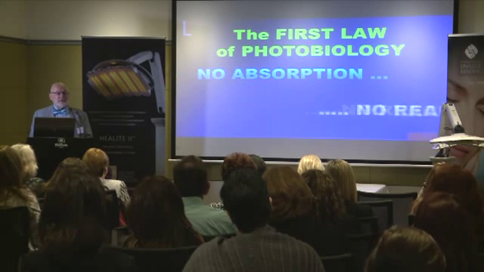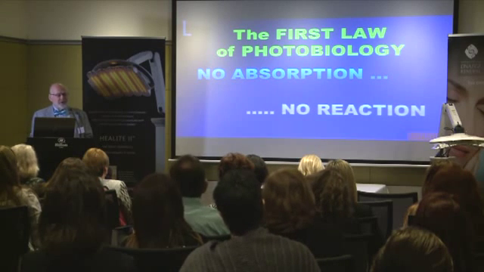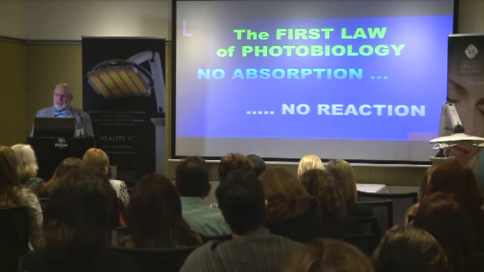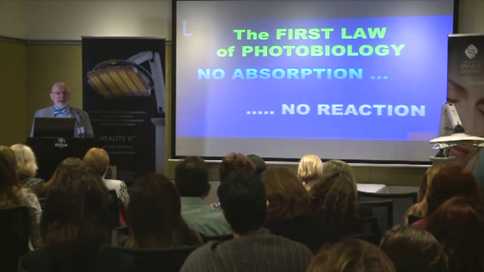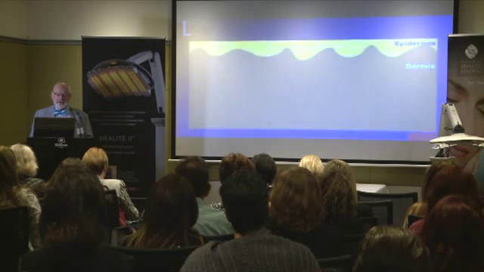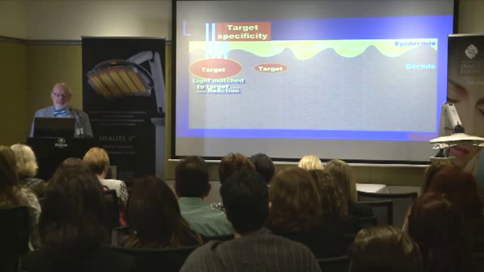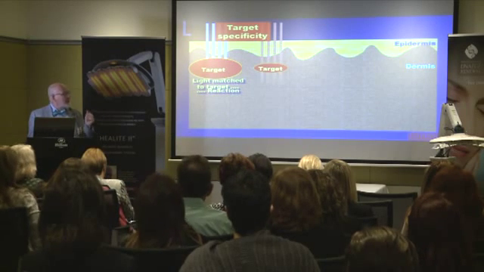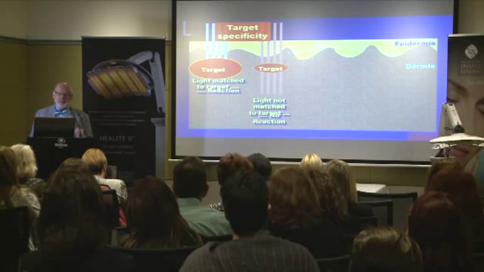And the first law of photobiology makes clear why this is important, because without absorption you can have no reaction. And this involves two aspects. First of all, we have to match the light to the target, and secondly, we have to have enough light so that we reach the target. So if we consider this little model here with two targets in the dermis, the light is matched to the target, so we get a reaction. But when the light is not matched to the target, we get no reaction because it's not been absorbed.